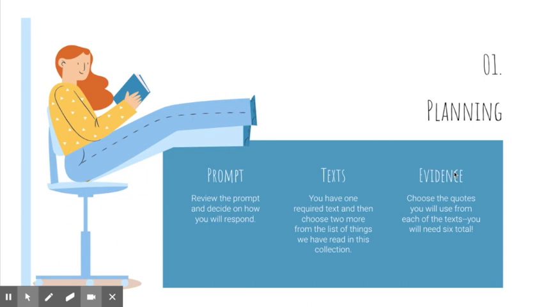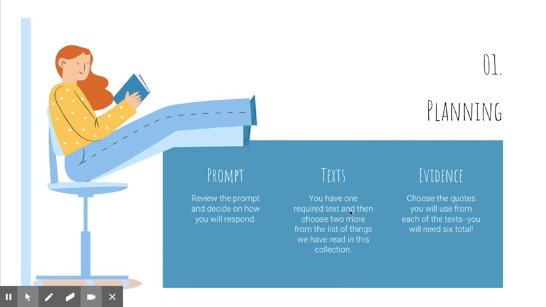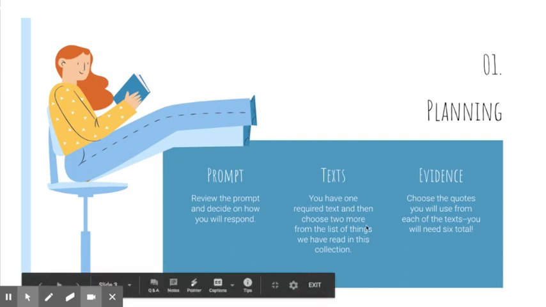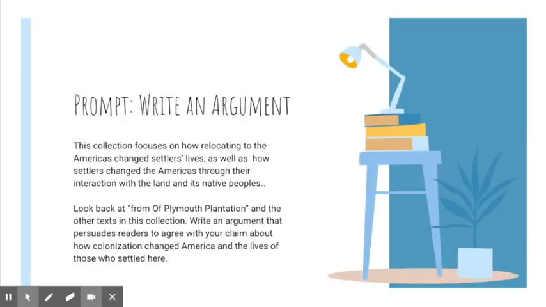So, step 1, planning. First, review the prompt and decide how you're going to respond. Then choose the texts. So you have 1 required text and then you have 2 or more from the list of things that we've read in the collection. Then choose your quotes. You will need 2 quotes from each text. So each of the 3 body paragraphs are going to have 2 quotes. So you will have 6 in total, and that is required.